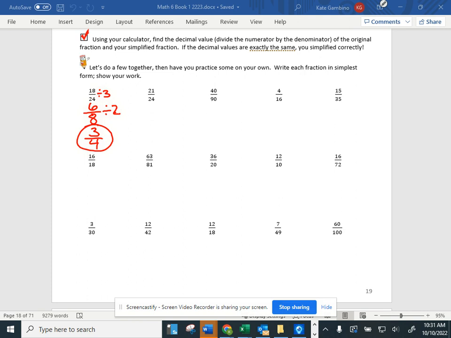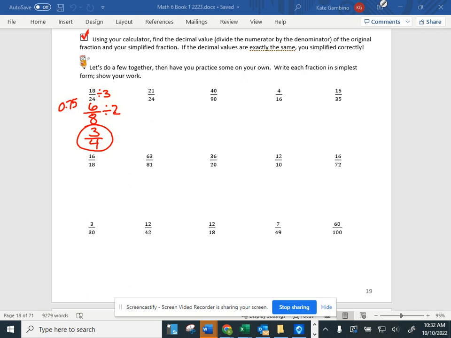18 divided by 24 gives me what decimal? James? 0.75. 0.75. Now I'm going to check. Is 3 divided by 4 0.75? It is, you're right. So I did my math correctly. I can't go any smaller than 3/4. There's no other number that they share. And they both, 18/24 and 3/4 both equal 0.75. I did that one correct.